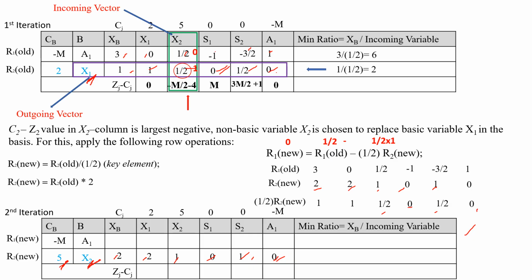We have to do the row operation R1 old minus R2 new divided by 2, which will become 3 minus 1, 2; and 0 minus 1, minus 1; and 1 by 2 minus 1 by 2, it is 0. So minus 1 minus 0, it is minus 1. So minus 3 by 2 minus 1 by 2, it is minus 2. 1 minus 0, it is 1. Substitute these values in the R1 new.